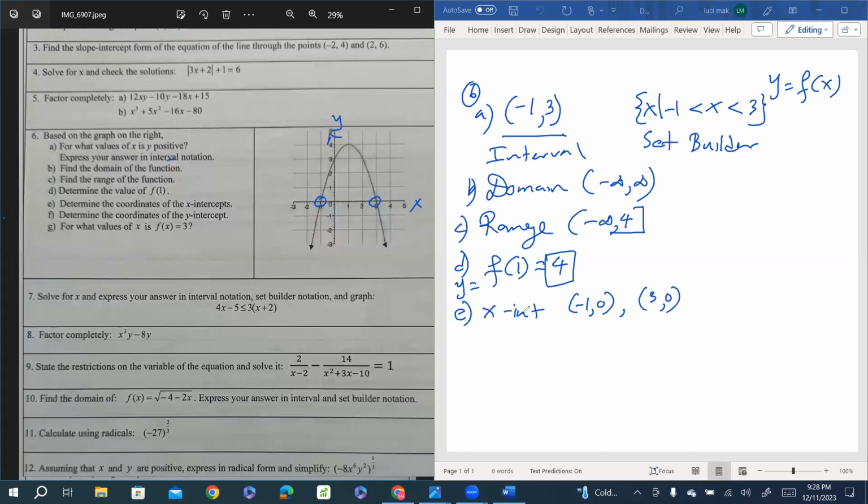Those are the x-intercepts. Now, F is the y-intercept. The y-intercept is where the graph is crossing the y-axis. That's here. This is the y-intercept. So that's actually (0, 3).